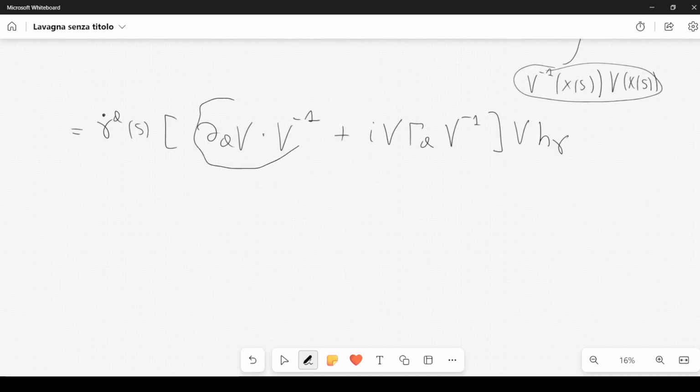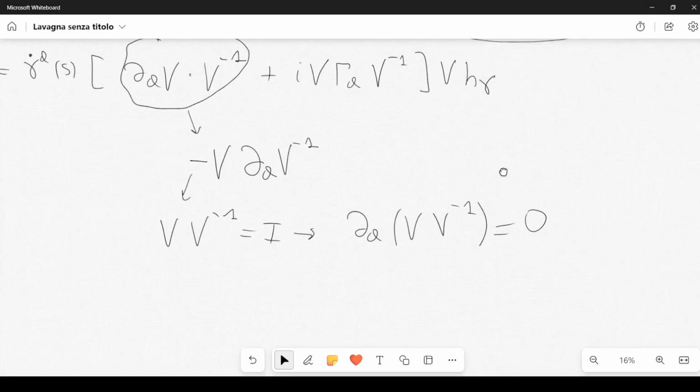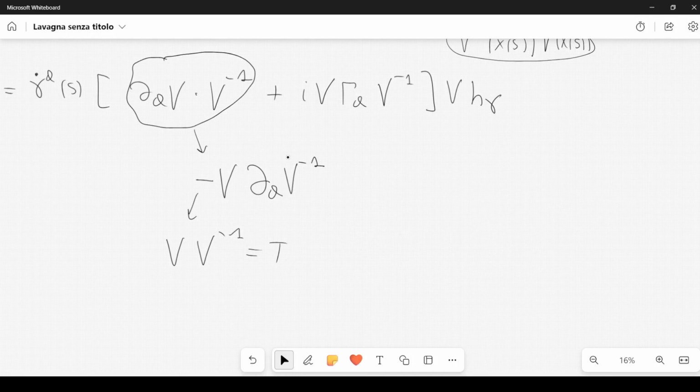And I can also rewrite this expression in the following manner. This is equal to minus V ∂_a V inverse. And why is this? Well, this comes from the fact that V V inverse is equal to the identity, and if we take the derivative ∂_a of both sides, this is just equal to the zero matrix, if you think about it. And therefore, from this equation, you get that this must be equal to this. It is just a simple computation. And therefore, we can substitute it there.